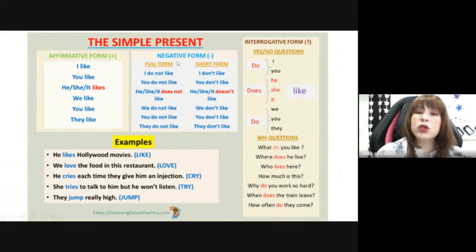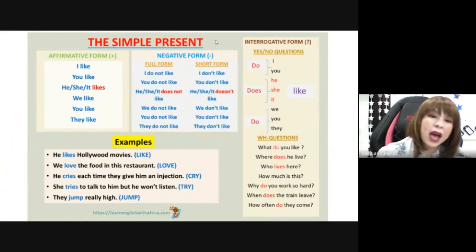For the negative form, we use the auxiliaries. I do not like, you don't like, he doesn't like, she doesn't like, it doesn't like. We don't like, you do not like, they do not like. Here we have the full forms. What is a full form? The two words are complete. In the short forms, we use contractions. What is a contraction? It's the deletion of one vowel, in that case, the vowel O. I don't like, you don't like, he doesn't like, she doesn't like, it doesn't like, we don't like, you don't like, they don't like. Here we have some examples.